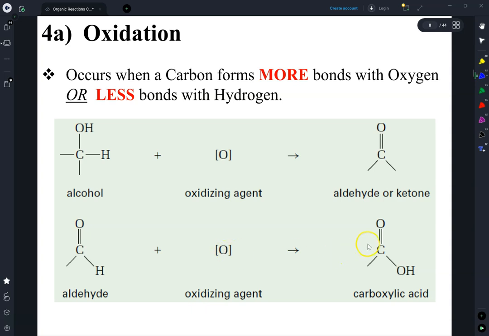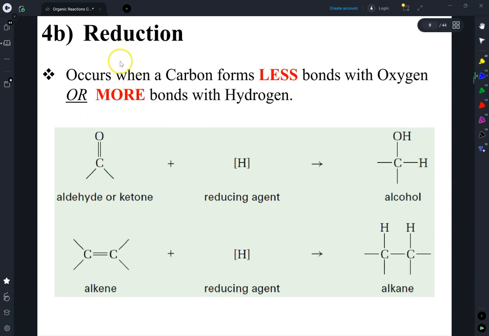After oxidation, we now have three bonds with oxygen and no more H atoms are attached to this carbon. So these are all examples of the hydrocarbon making more bonds with oxygen and less bonds with hydrogen. With reduction reactions, we have the exact opposite, whereby the carbon atom will form less bonds with oxygen or more bonds with hydrogen. So in this example, the carbon has formed two bonds with oxygen, but after the reduction process, it now only forms one bond with oxygen, and it's gained a bond with a hydrogen.